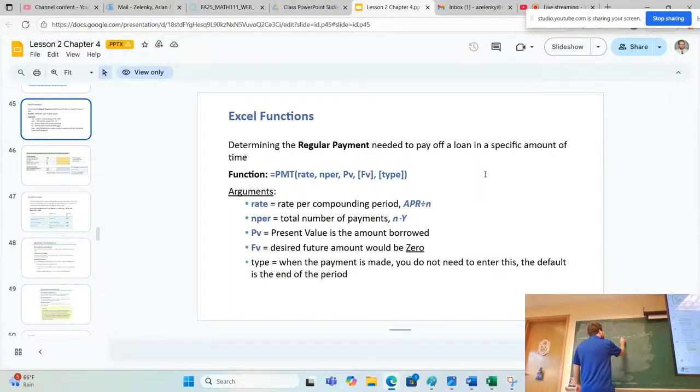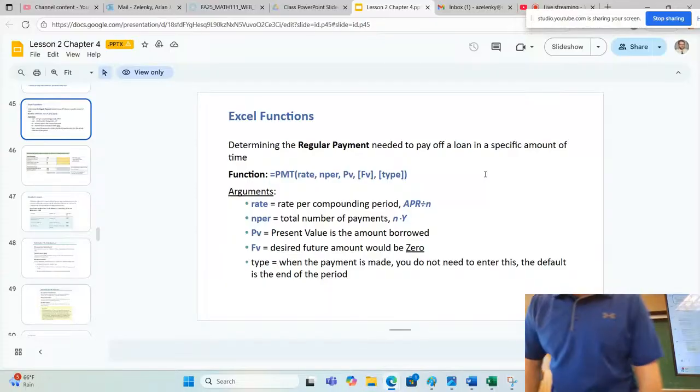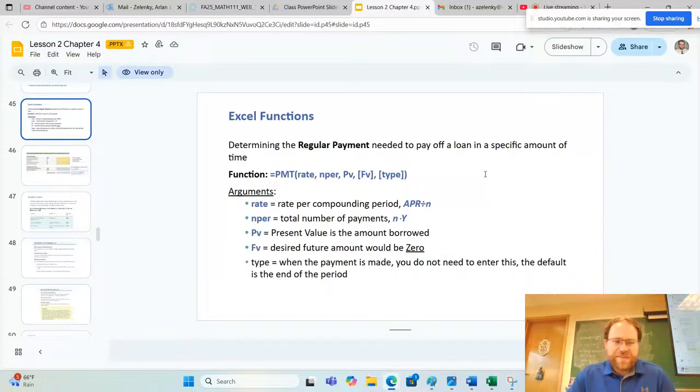So rate is R over N, nper is N times time. Present value, future value would want to be 0. So I'll just go to Excel and type this in. We'll see what happens.